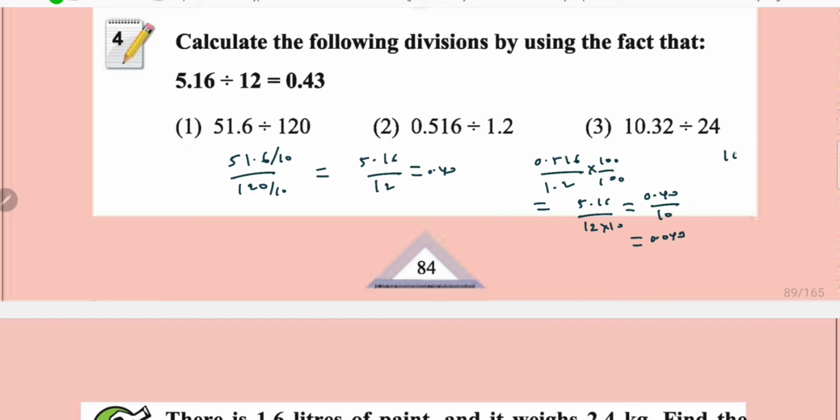Okay, what about this? 10.32 by 24. 10.32 by 24 divided by 2. 5.16 divided by 2, 12. So nothing but 0.43.